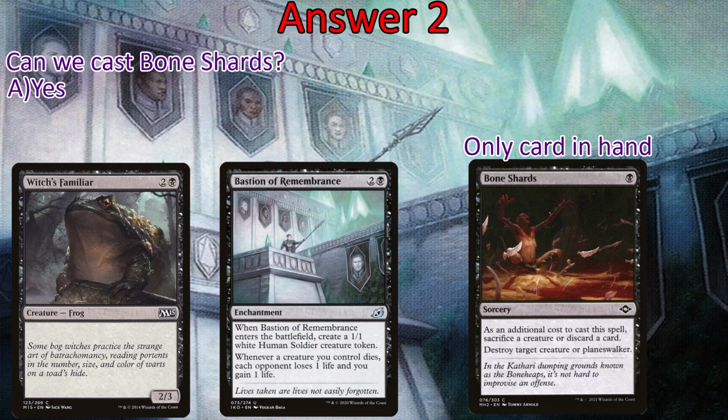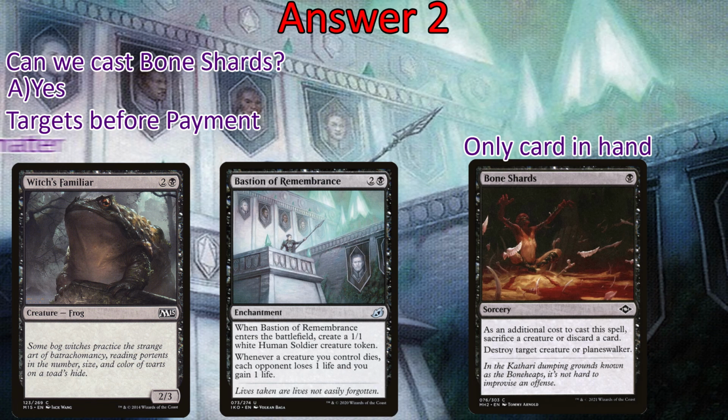So the answer here is yes, we can actually cast the Bone Shards, and that's because we choose targets for casting a spell before we actually pay all the costs for the spell. And if you remember, what I mentioned is that once the cost and the targets are locked in, nothing will change what happens after that.